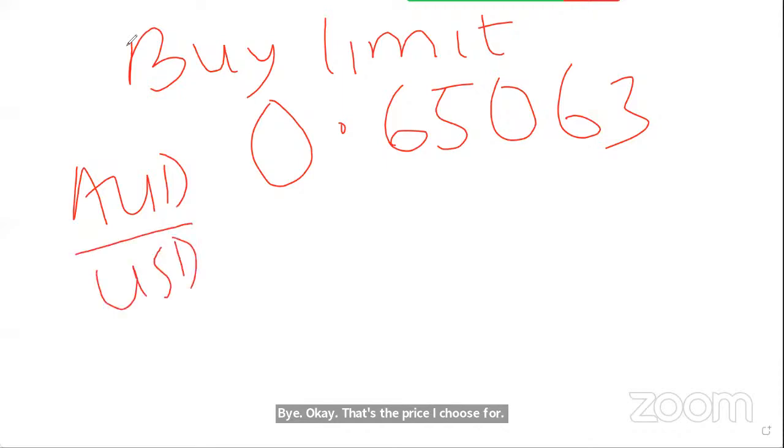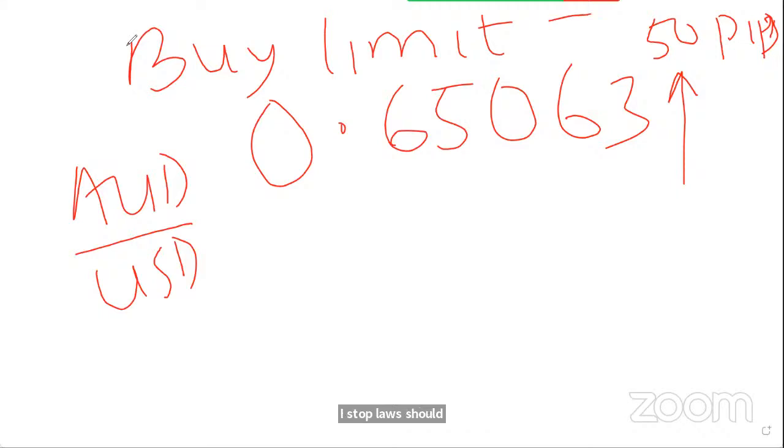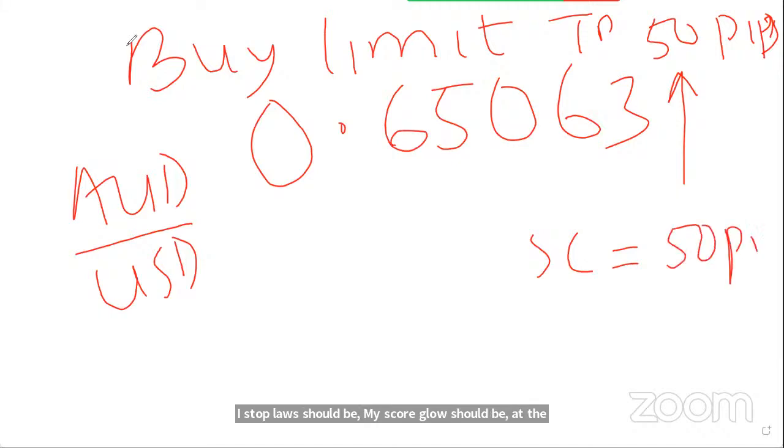I'm buying at 0.65063. My target profit will be around 50 pips. My stop loss should be around 40 pips or even 50 pips. So take profit and stop loss 50 pips on AUD. Any other question on that?